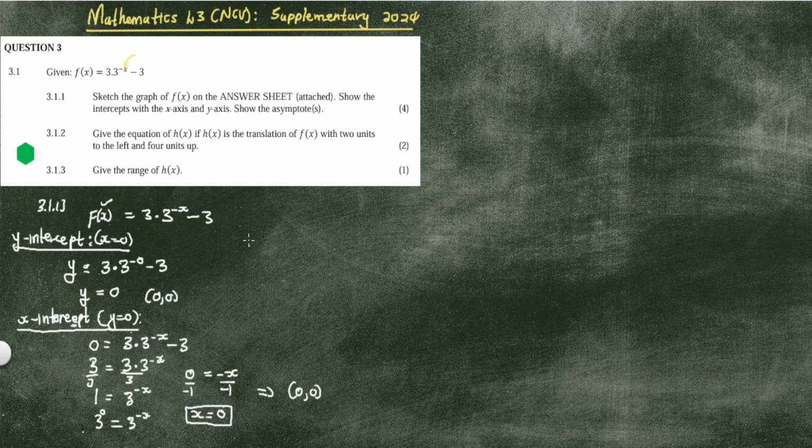Another thing that is special about an exponential function is that it has something we call the asymptote. It has a horizontal asymptote. The minus 3 is an asymptote. So for this exponential graph, the asymptote is going to be y equal to minus 3.